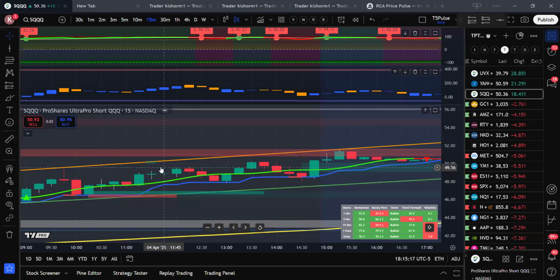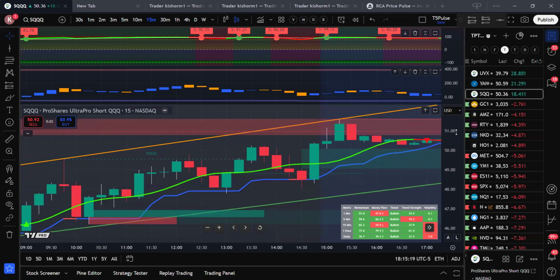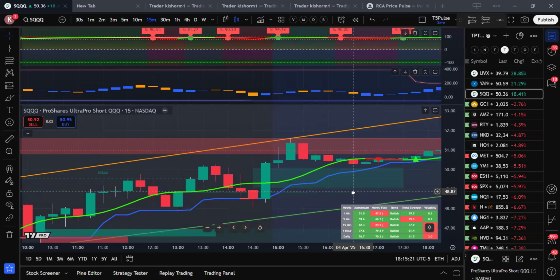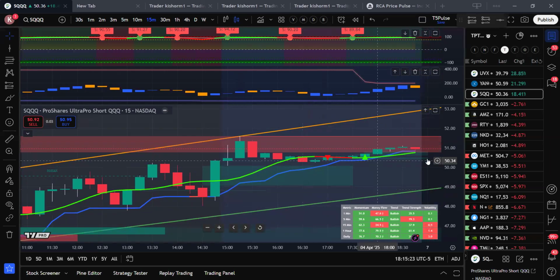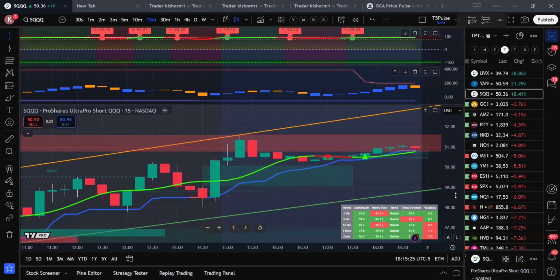Is it like a channel, Krishna? Yeah, it is more like a channel, right? This is like a channel bottom, and this is like a channel top. So this is also called trend line support, and this is called trend line resistance.